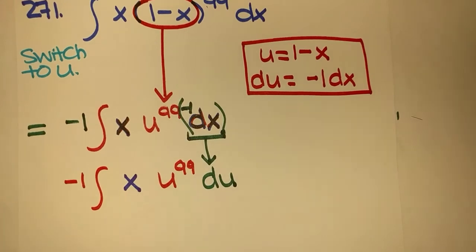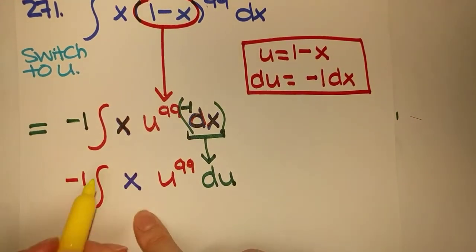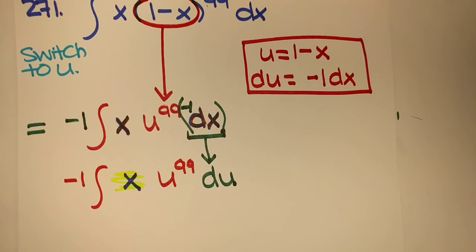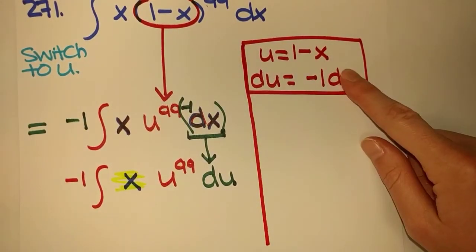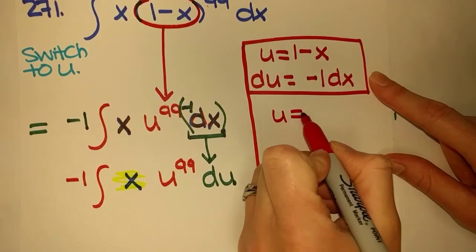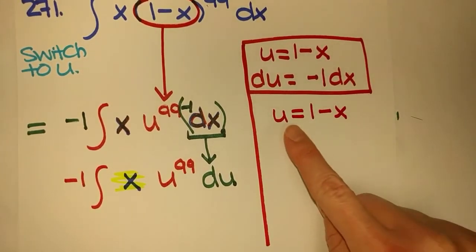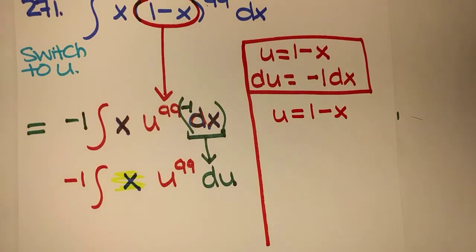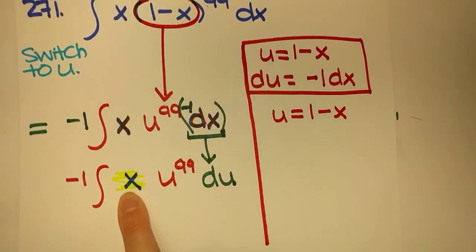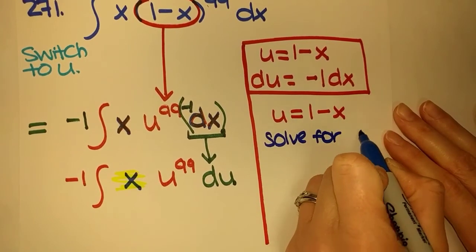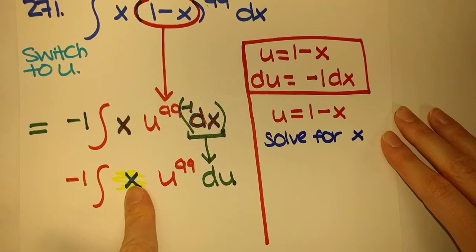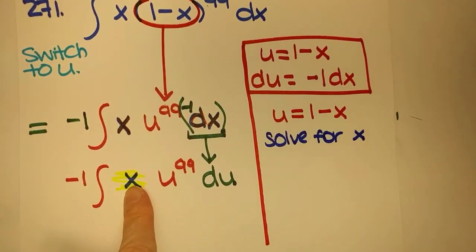So the question is, how do we get rid of this x? Because everything has to be in terms of u. So to do that, we go back to our little key of life here, that u is equal to 1 minus x. And the great thing about this is that you can manipulate this little equation as much as you want to try to get your integral in terms of u. So in this case, I want to figure out what x is equal to. So I am going to manipulate this to solve for x. And that's because I'm trying to replace x with something in terms of u.